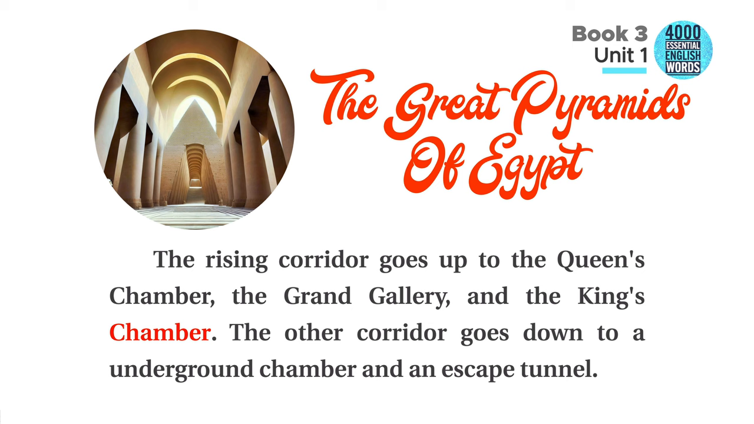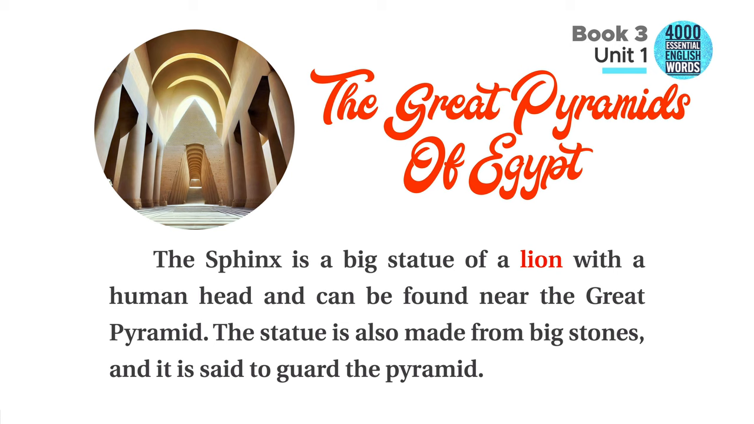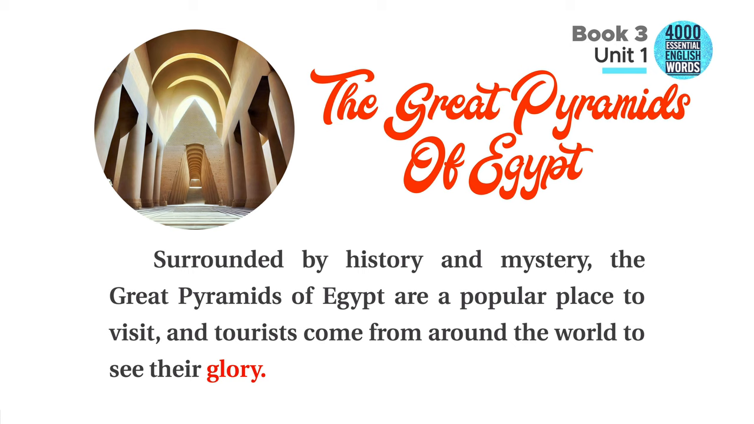The Sphinx is a big statue of a lion with a human head and can be found near the Great Pyramid. The statue is also made from big stones, and it is said to guard the pyramid. Surrounded by history and mystery, the Great Pyramids of Egypt are a popular place to visit, and tourists come from around the world to see their glory.